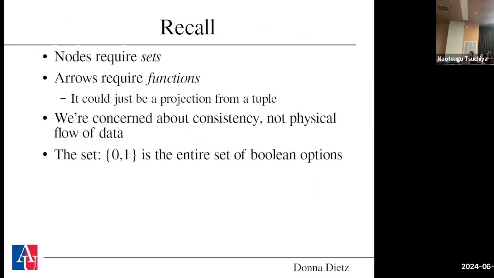What am I going to do? So what did we say? Go back to first principles. We said nodes require sets, so they've got to have circles with sets on them. Arrows require functions. It could just be what's called a projection from a tuple. What does that mean? You could have a library of data, and then you just take a piece and farm it out. That's okay.